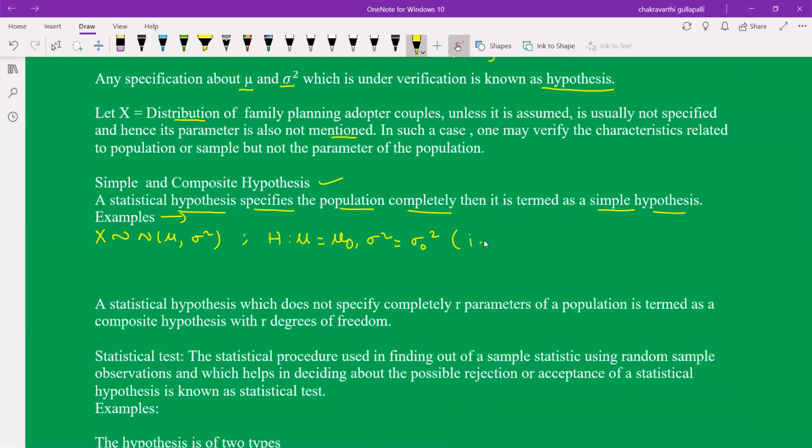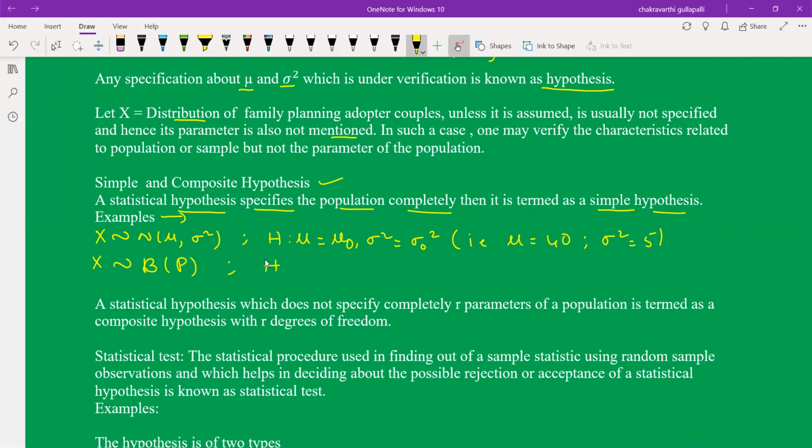That is, mu is equal to 40. Sigma square is equal to 5. The hypothesis specifies the parameters completely. It is called a simple hypothesis. One more example. X follows binomial P. Here n is a fixed constant.